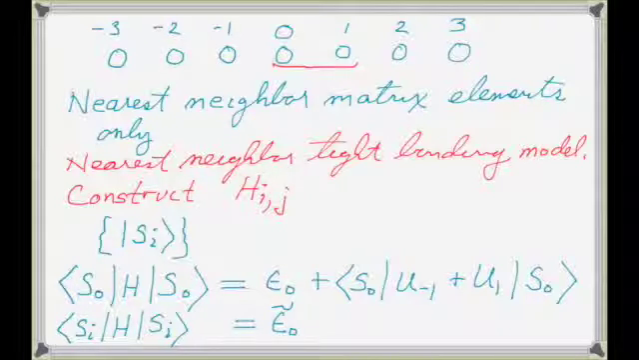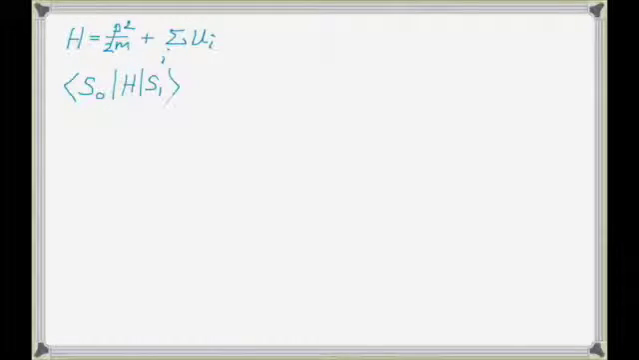Now let's look at the off-diagonal matrix elements. So now our Hamiltonian, we've got the potential from all the atoms, I. And that's what I need to take the matrix element of. So I'm looking at, again, something like S0, H, S1.